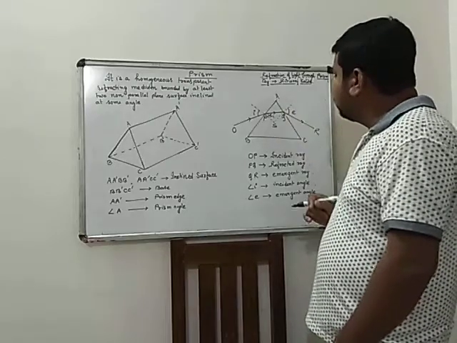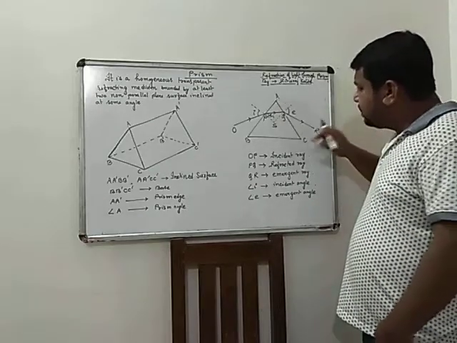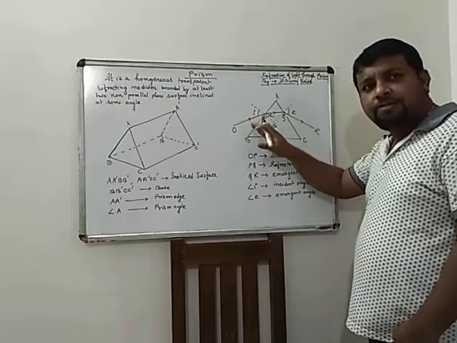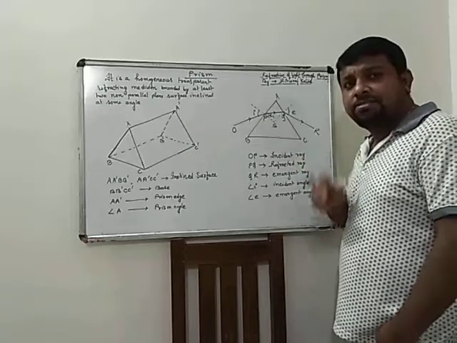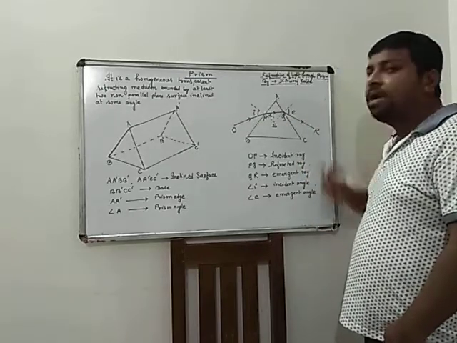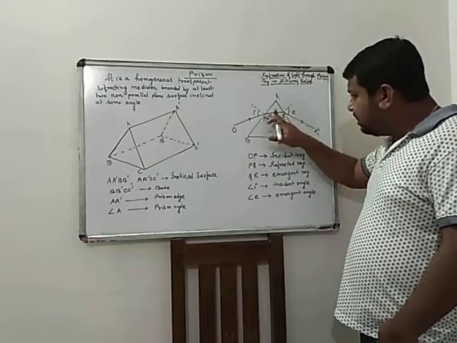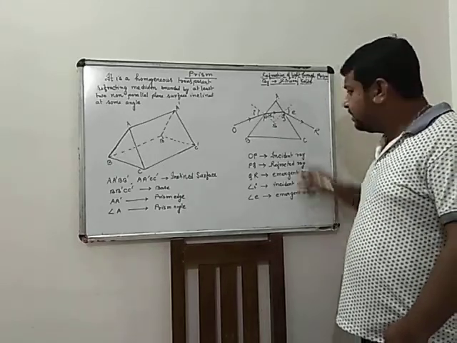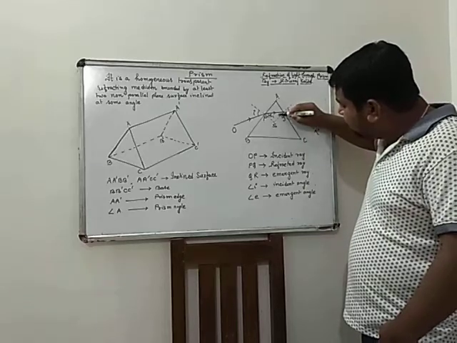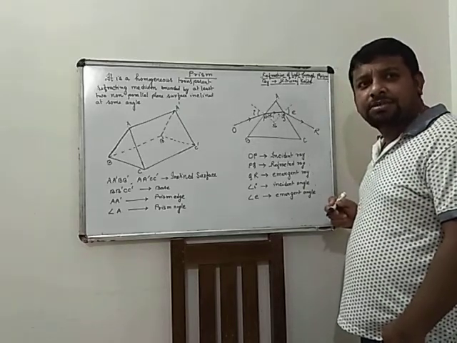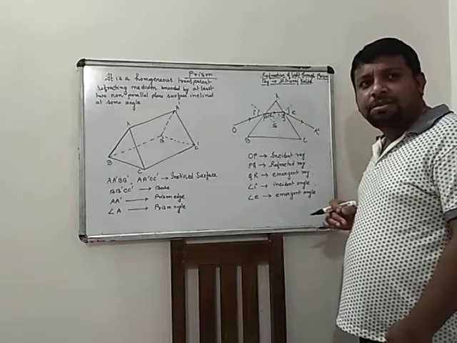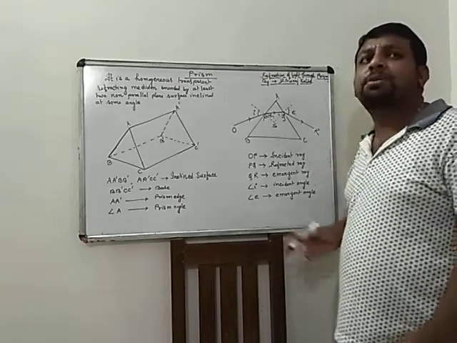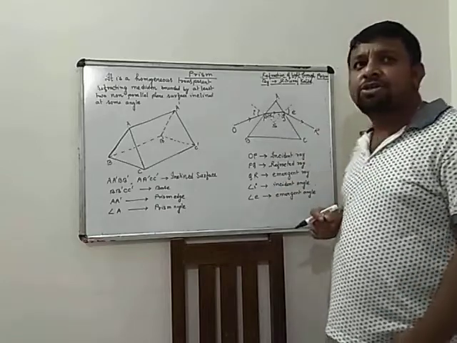Next, in the second surface, the ray of light travels from denser to rarer medium. For the first surface, the ray of light travels from rarer to denser, but in the second surface, it travels from denser to rarer medium. So in this case, PQ behaves as the incident ray on the second surface, and this angle becomes the incident angle in the second surface. Then it emerges. This is the refracted ray for the second surface, and this ray emerges from the prism. So QR is known as the emergent ray.